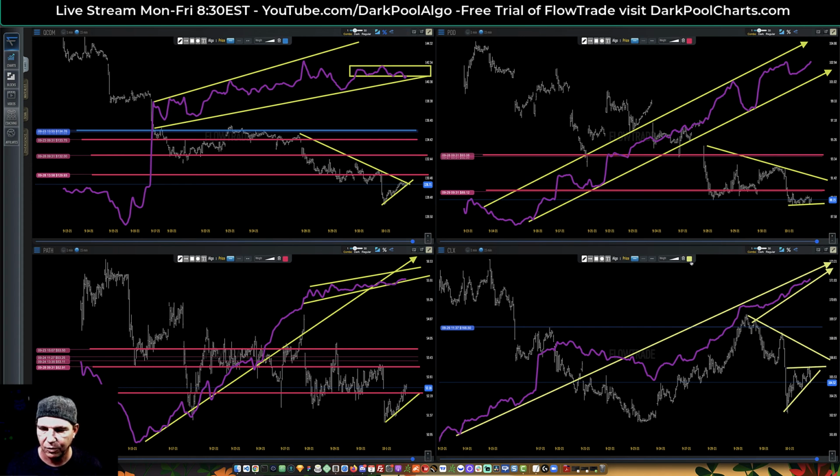We do have a dark pool block trade at 168.50. That's going to be the initial target. We get above that, I think we can really get super moving on Clorox.